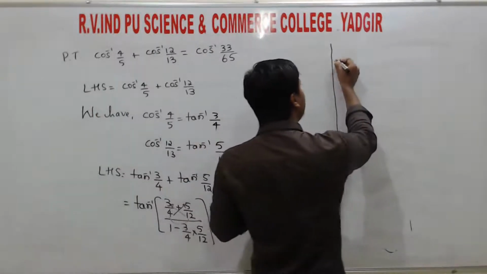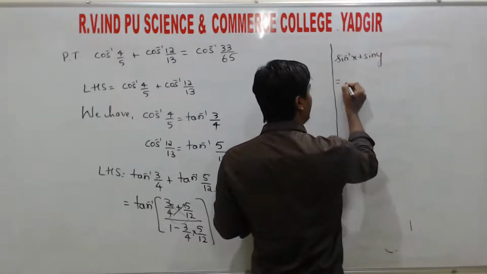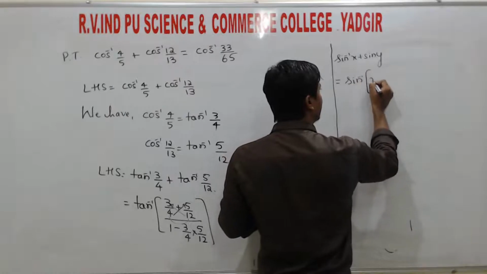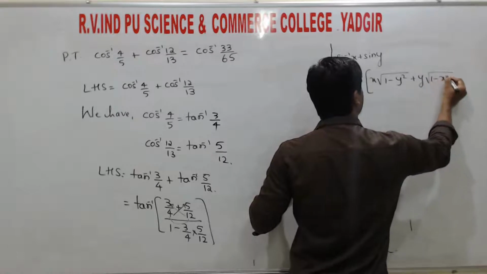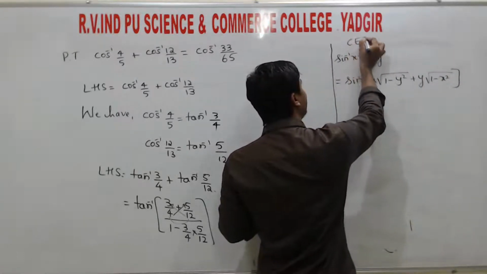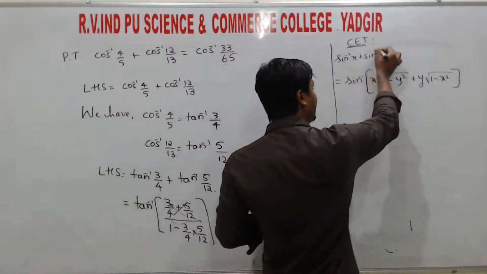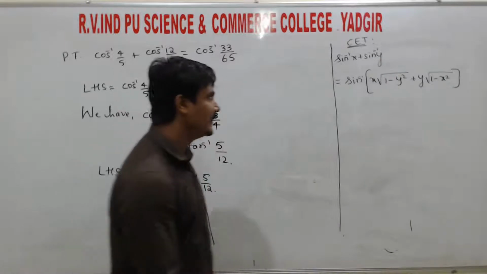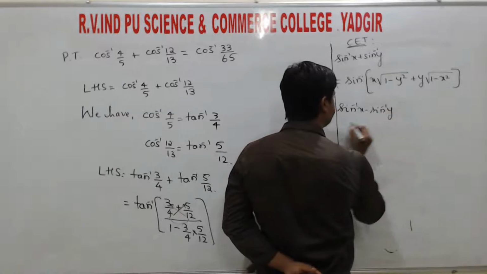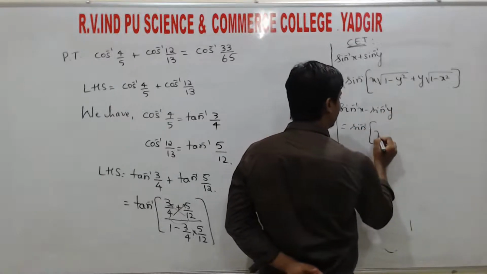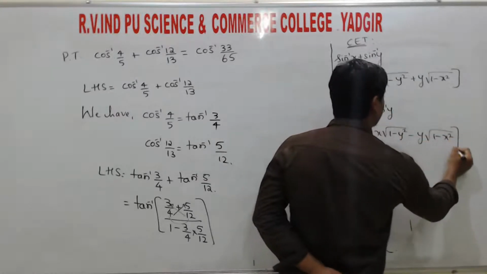So what is sine inverse x plus sine inverse y? This is equal to sine inverse of x into root 1 minus y square plus y into root 1 minus x square. But from a competitive examination point of view, it is better to remember this formula. What is sine inverse x minus sine inverse y? This is sine inverse of x into root 1 minus y square minus y into root 1 minus x square.